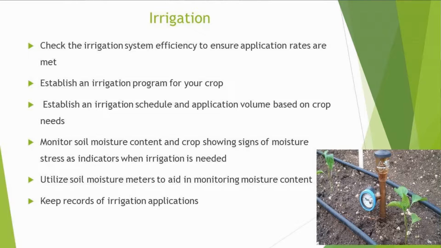Again, monitor soil content and crops for signs of moisture stress as indicators of when to irrigate. You walk in the field, you watch your soil, monitor your soil, you look at the crops. You could actually pick up signs of when plants are under stress, and you know you need to irrigate. Right? Utilize soil moisture meters to aid in monitoring soil moisture content.